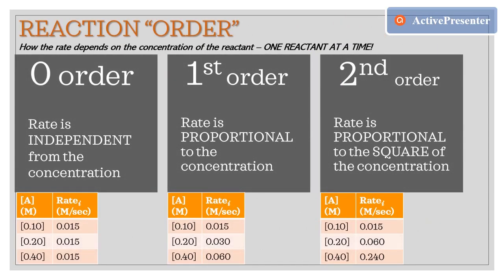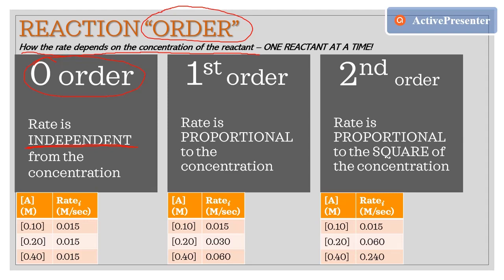Now, if you remember the reaction order, again, order doesn't mean chronologically. Order is a label saying how the rate is dependent upon the concentration of the reactant. So 0 order, the rate is independent from the concentration. The rate does not change no matter how much you change the concentration. The amount of time it takes for the reaction to happen stays the same, no matter if you have 10 moles of A or 10,000 moles of A. It's not going to change the rate.